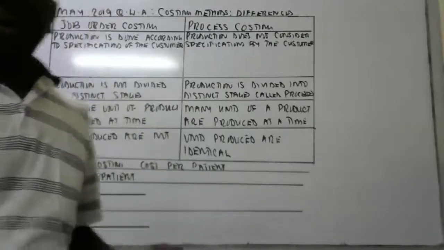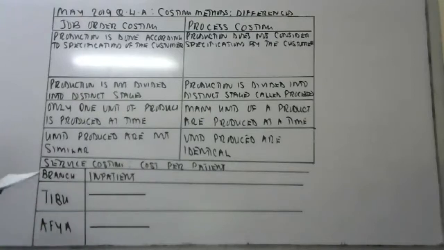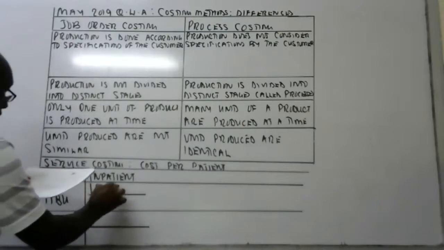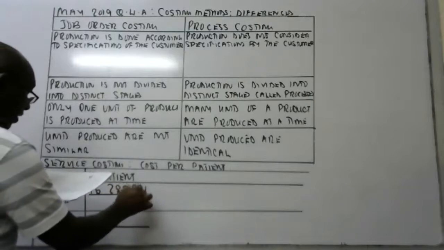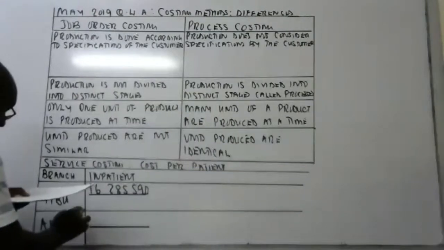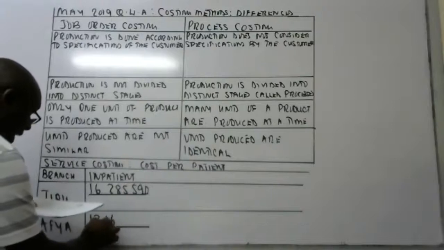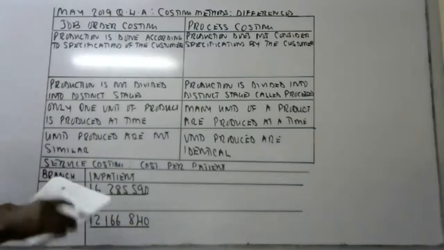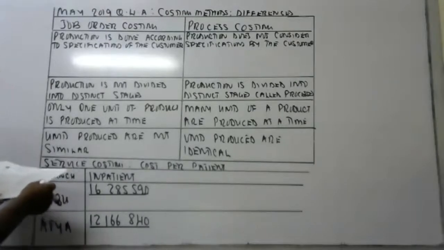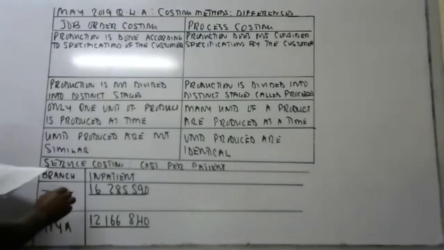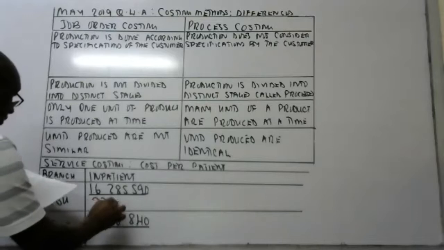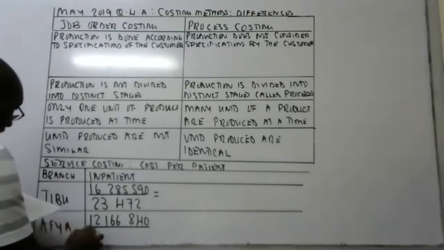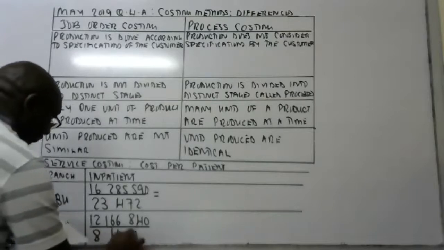And what you do, you go to the table where the costs are given. You can see in Tibu, the inpatient costs are 16,285,590. And for Afia, the cost is 12,166,840. Then you turn to the other page where you are given the number of patients. The inpatients in Tibu were 23,472, and the inpatients in Afia were 8,165.